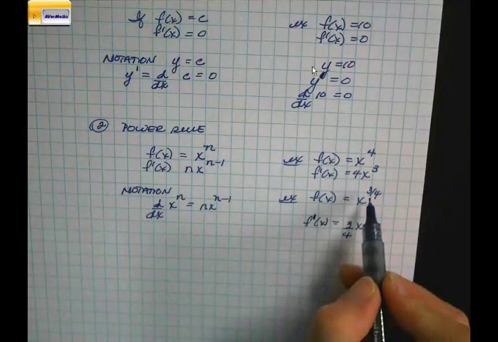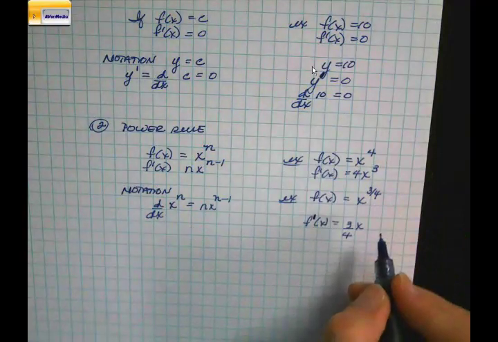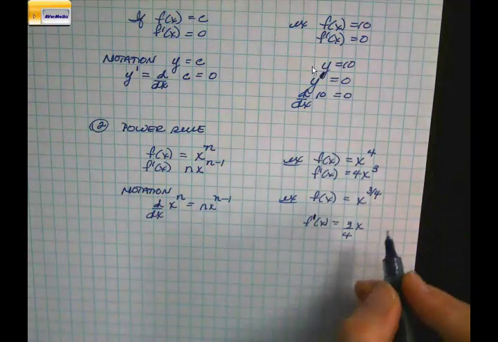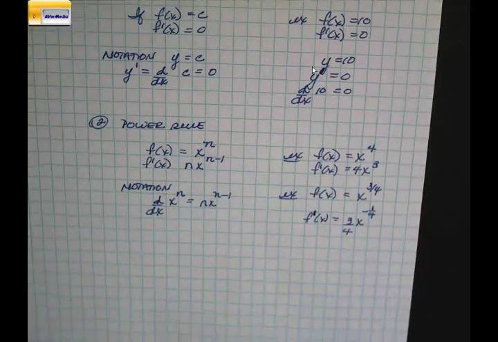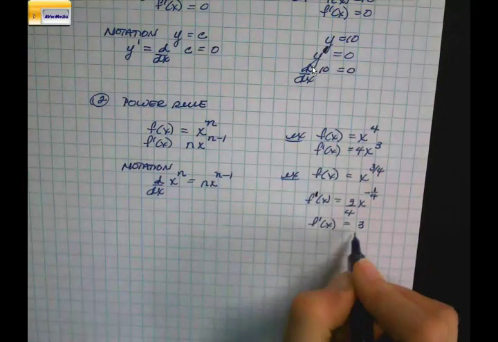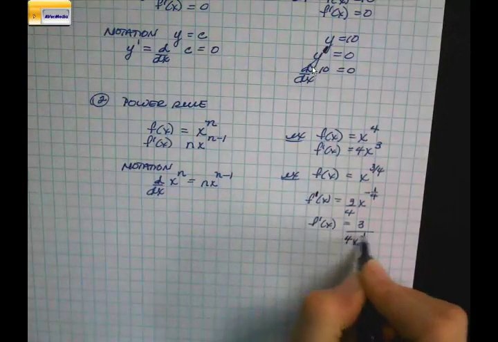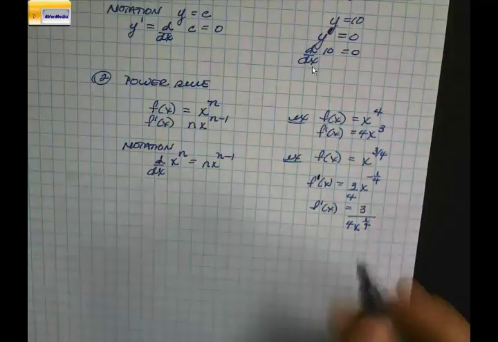3/4 minus 1, right? Well, 3/4 minus 1 is what? 3/4 minus 4/4, which is a negative 1/4. Now, how in the world do we write that? Well, this is 3 over 4 times x to the 1/4, where you make the exponent positive. You move it to the bottom.